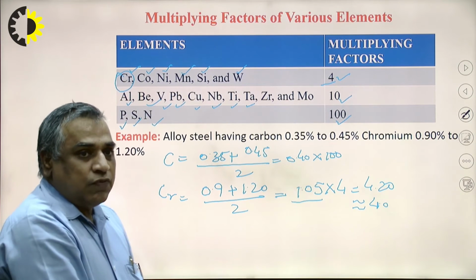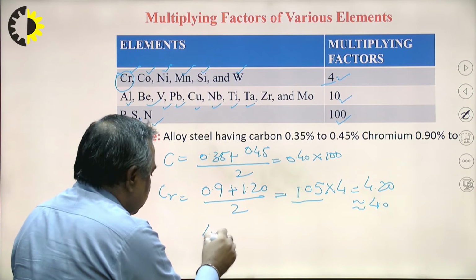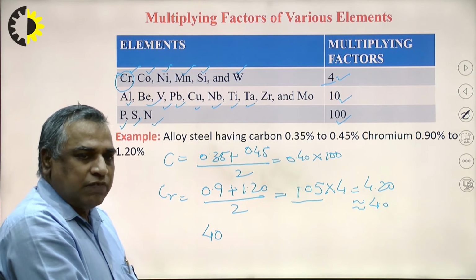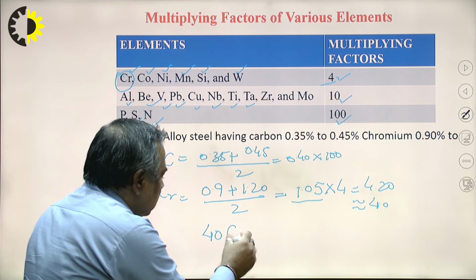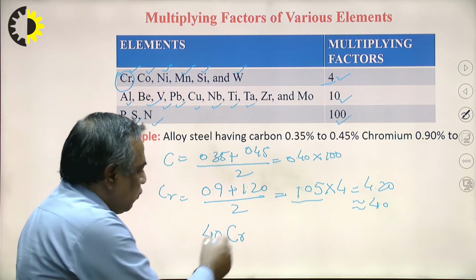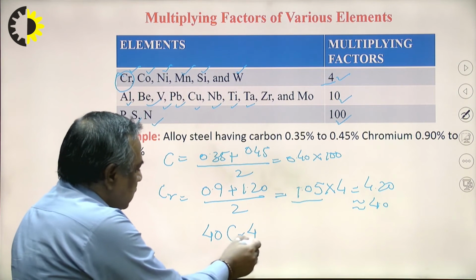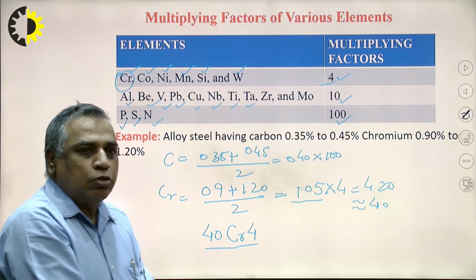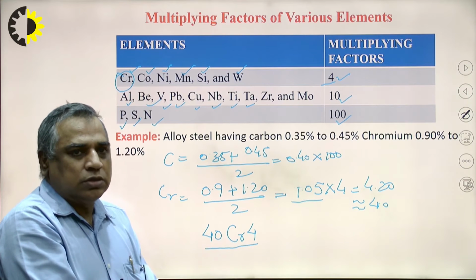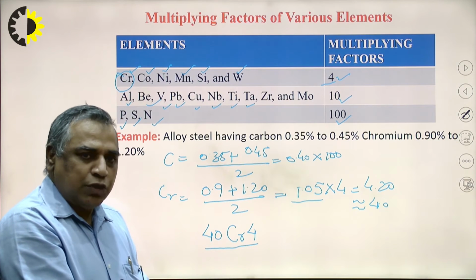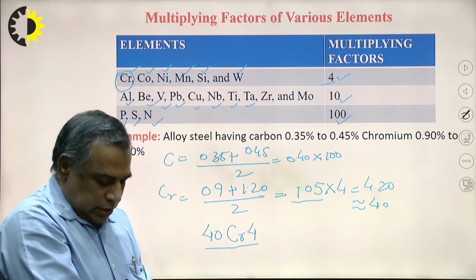Thus the designation of the alloy steel is 40Cr4. This is 100 times the average percentage content of the carbon, followed by the major alloying element, which is chromium, Cr. Then it is followed by this 4. So 40Cr4 is an alloy steel, or low alloy steel, because as per the data given in the problem, the alloying element percentage is less than 5% here.